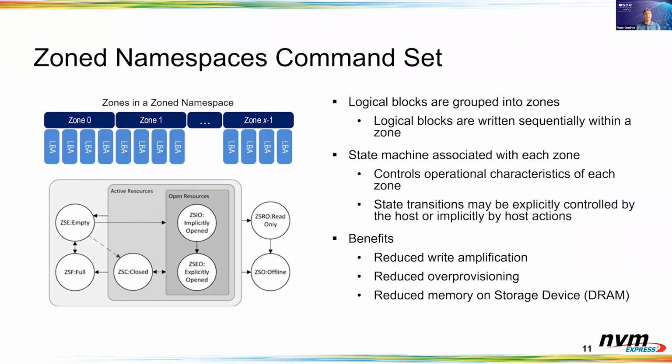The first new command set is the Zoned Namespaces command set. It's similar in structure to what is done in other storage architectures for SMR drives, but is optimized for NVM, such as NAND. Logical blocks are grouped into zones, and the logical blocks of a zone must be written sequentially. There's a state machine associated with each zone, and in order to read or write logical blocks in a zone, the zone needs to be in a particular state. State transitions may be triggered explicitly by a host or implicitly as a result of a host action.